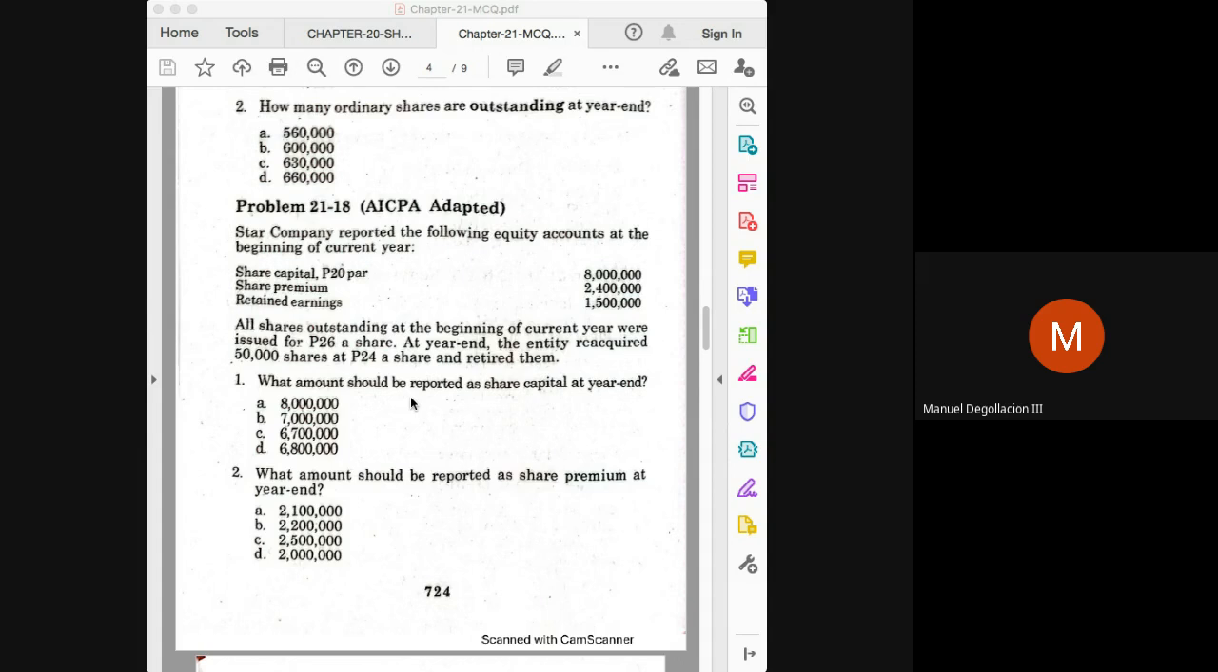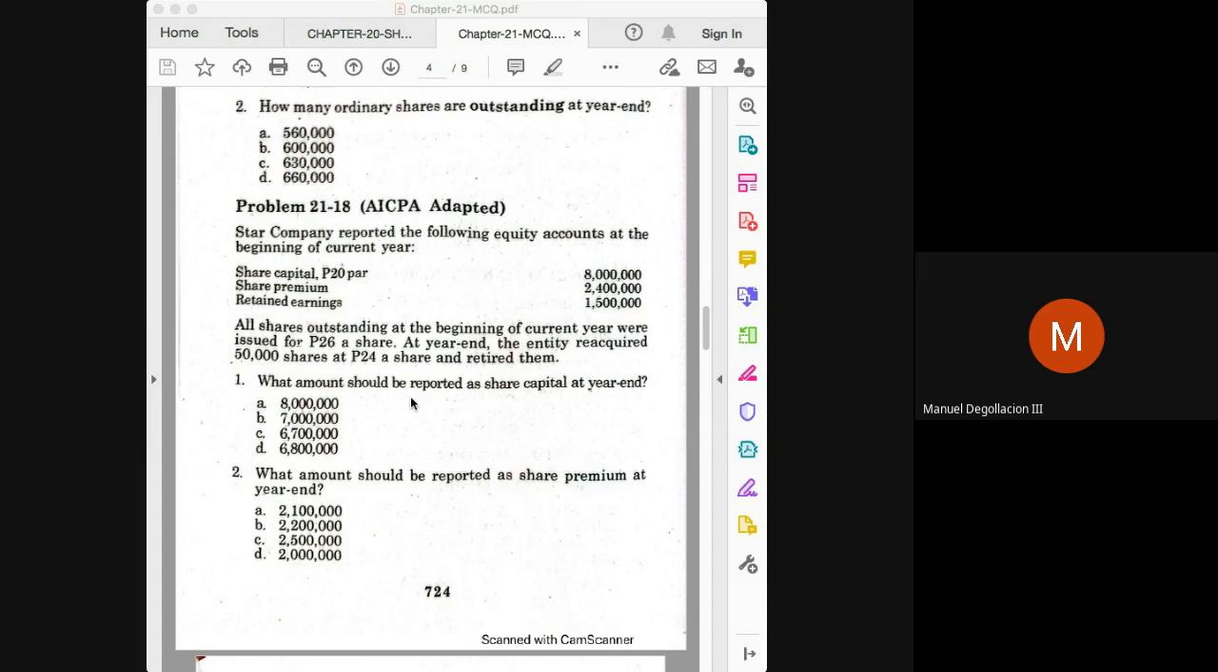You must simply allocate them between the par value and the excess over the par. How much is the par value? 20 per share, so 20 pesos times 50,000. That means out of the 1,300,000, 1 million is chargeable to share capital. The remaining 300,000 represents the excess over the par, so that should also be deducted from the total share premium. So your entry would be debit share capital 1 million, debit share premium 300,000.